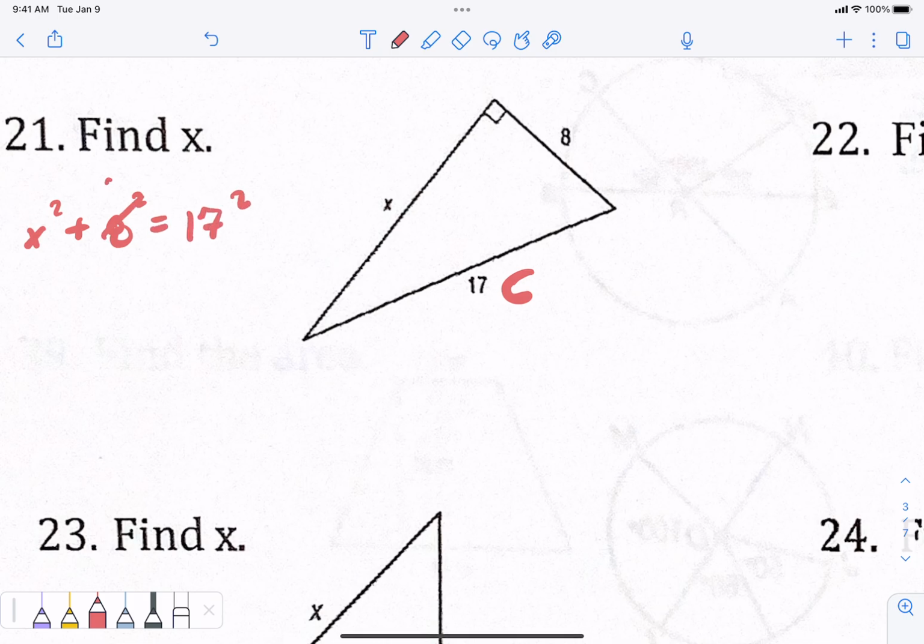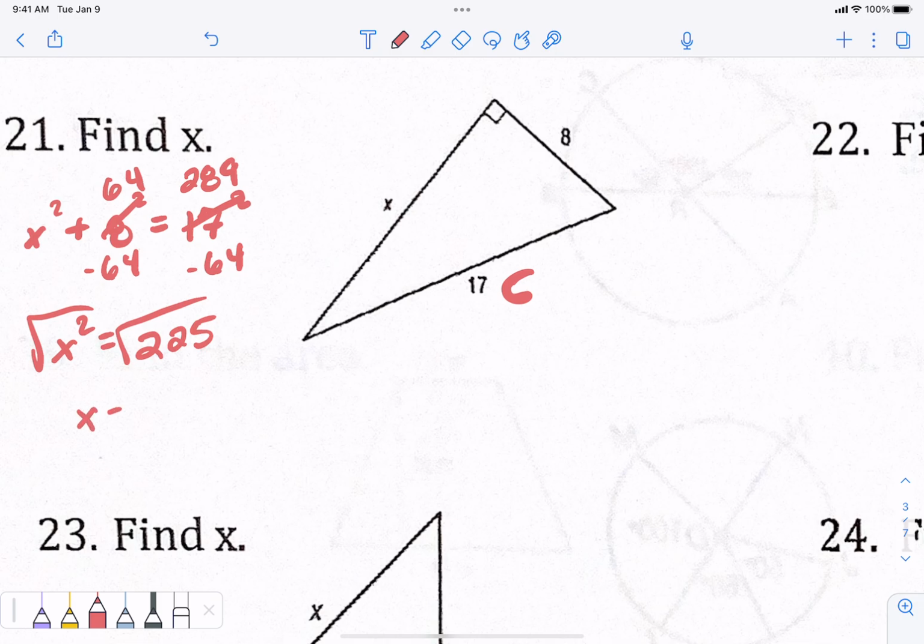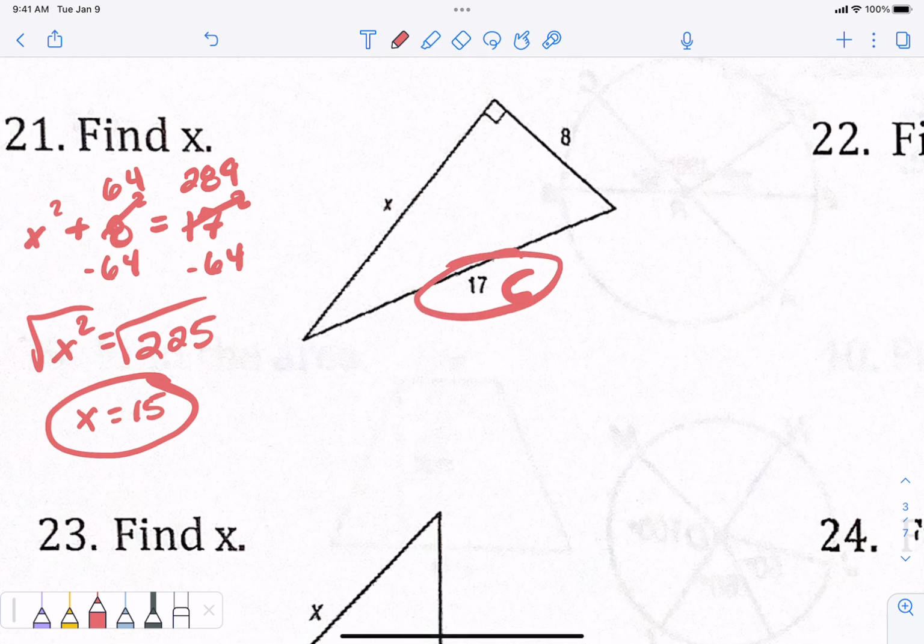8 squared is 64. 17 squared is like 289. Let me check. 289. And then we subtract the 64 over. And x squared equals 225. And if we take the square root, that comes out nicely. It is 15. So if you knew your Pythagorean triples, 8, 15, 17 is one of them, then you could just skip the whole process altogether. But it doesn't hurt to do the Pythagorean theorem. It's fine. 15 is what x is. And that should make sense. 17 should be the largest side. So there you go. Okay?